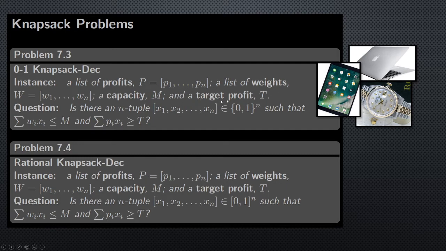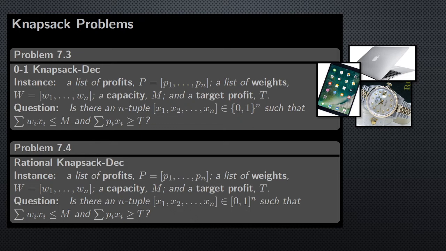The rest of the arguments were the same, but this input, target profit T, was not there. And so we're going to ask, is there a way to take some subset of these items, such that we've respected the weight limit, we haven't taken too much weight, but we've made at least T profit? So the decision version of this problem is, can I solve 0-1 knapsack on this problem instance such that I can get at least T profit?